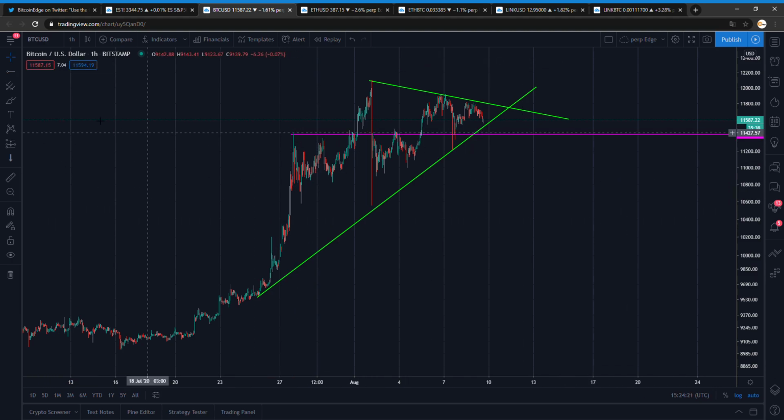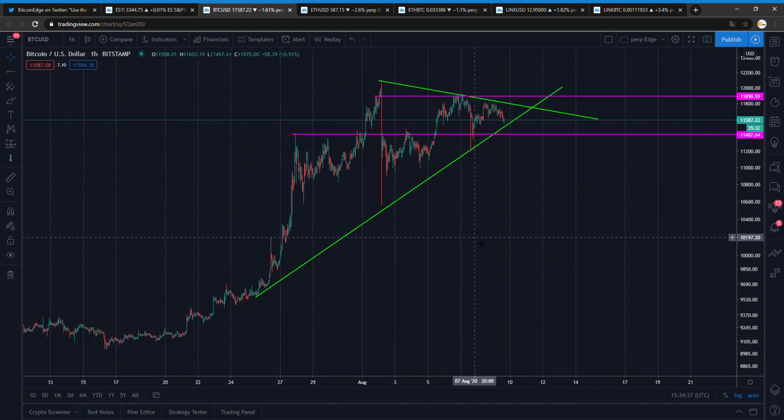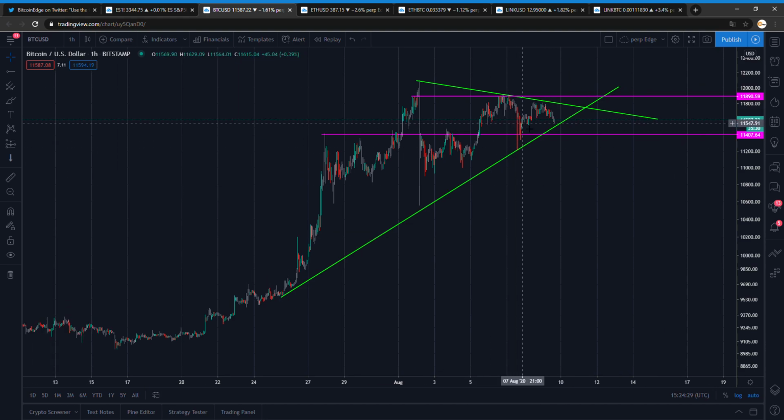We see some horizontal levels here as well, and we see this high over here. This is a horizontal level. Sometimes price can wick through it just to run some stops. Trading Bitcoin is kind of dirty, just so you know.